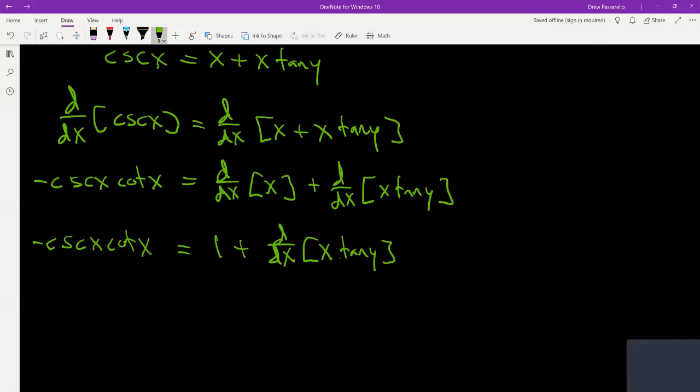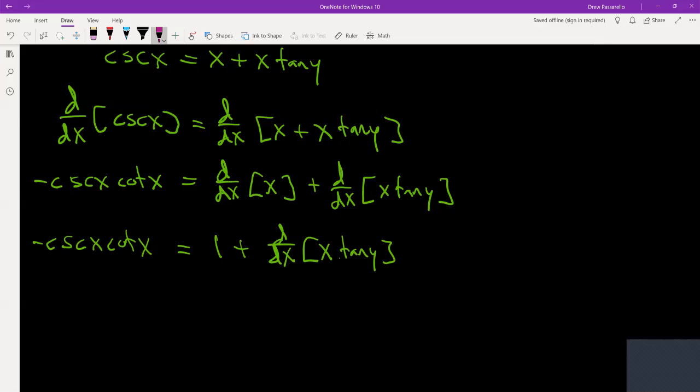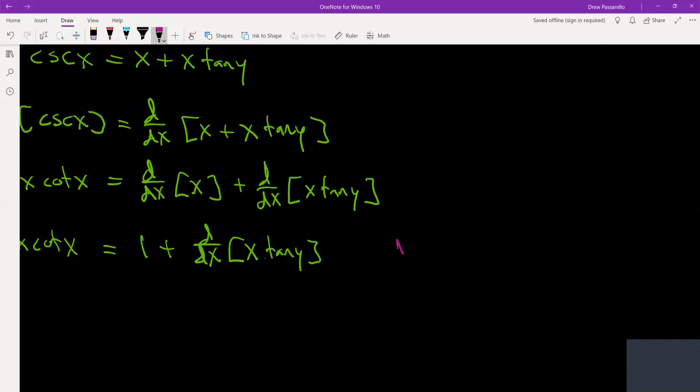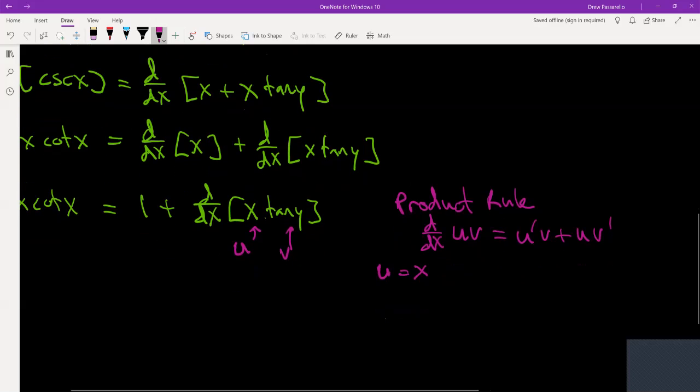All right, so I have x times tangent y. This is a product, so I have to use the product rule for the derivative. In this case, I'm letting u be x, and v be tangent of y. So u prime is the derivative of x. The derivative of x is 1, so u prime is equal to 1.